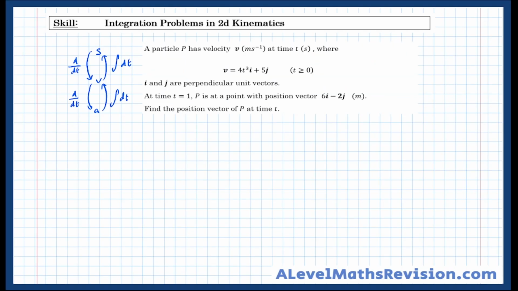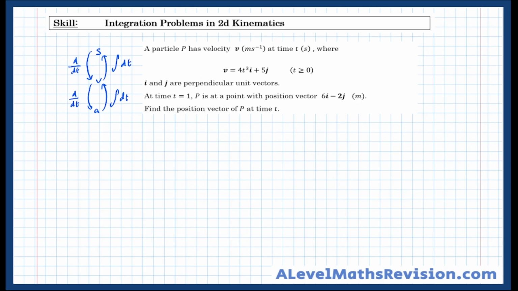So here's a question here. A particle P has velocity v meters per second at time t seconds, where v is 4t cubed i plus 5j. i and j here are perpendicular unit vectors. At time t equals 1, P is at a point with position vector 6i minus 2j meters. Find the position vector of P at time t.